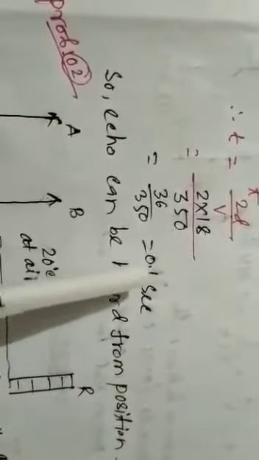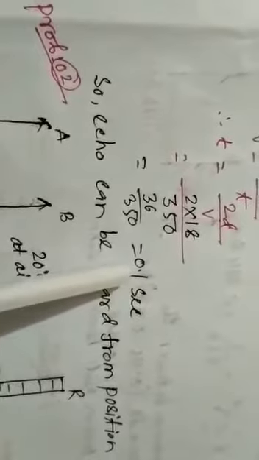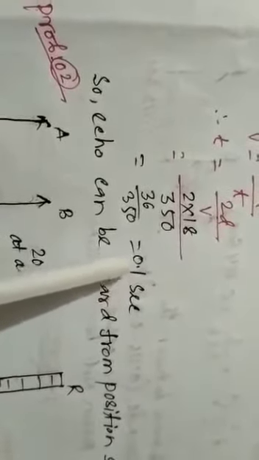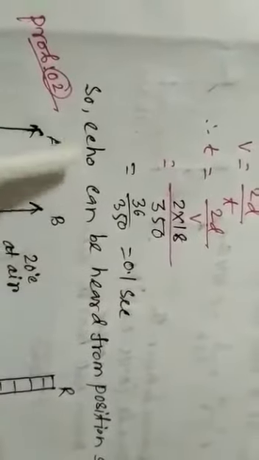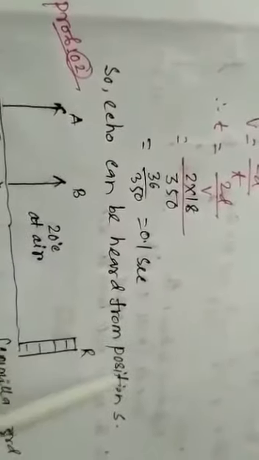The equation is V = 2D/T, as we know. So by cross multiplication, we can write T = 2D/V. By putting the values of D and V, 18 meter is the distance between the source and the wall. The calculation gives us the result 0.1 second. As you know, the minimum requirement for the time is 0.1 second for hearing the echo, so you can hear the echo easily. So the echo can be heard from the position S.